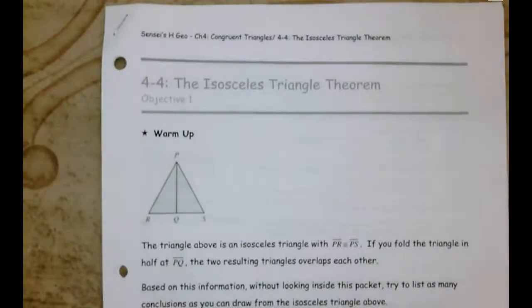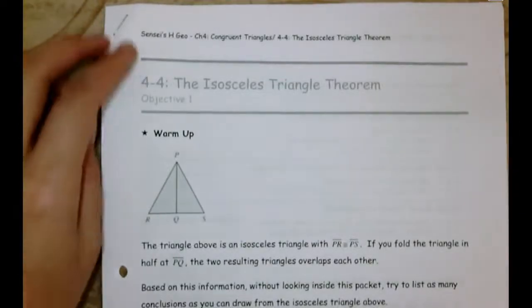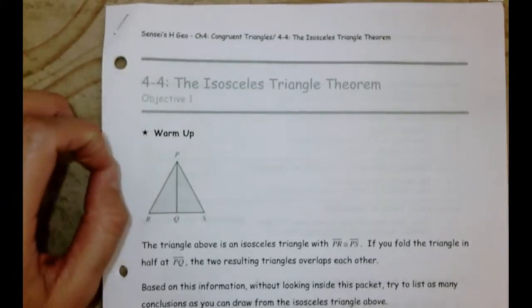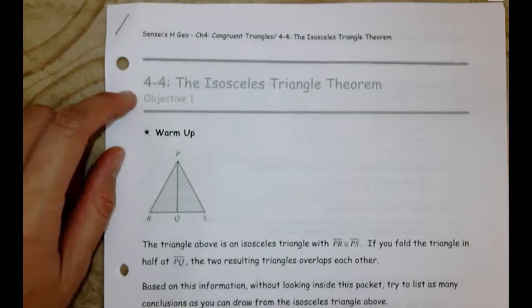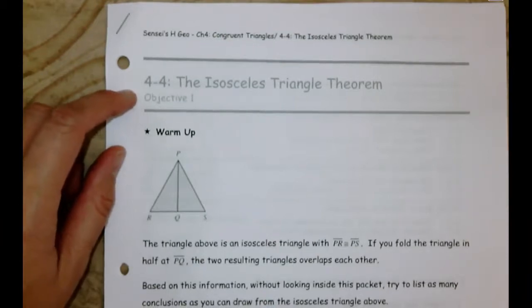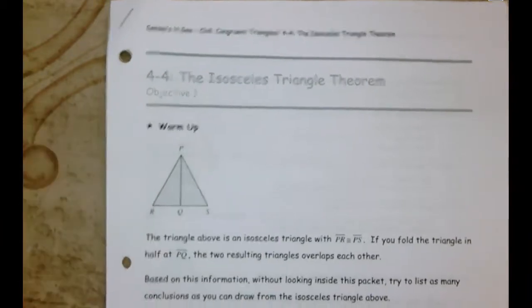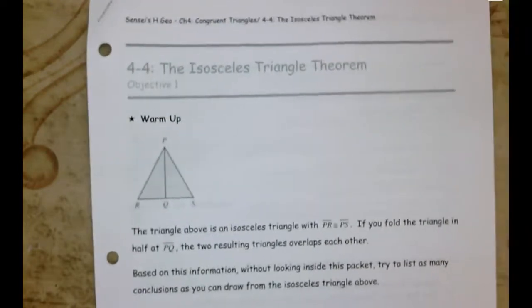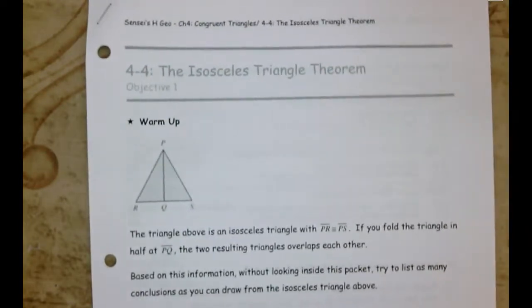Okay, this is section 4.4, isosceles triangles. The proofs and things are getting a little bit more complicated here, so the easy part of chapter 4 is over. So before this section, we are going to talk more about why we are doing proofs.